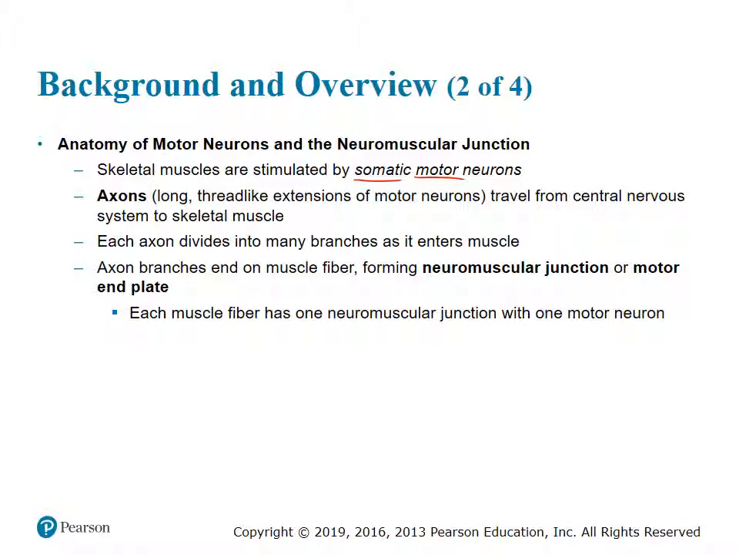Axons, which are parts of the nerve cell, an extension of the nerve cell, for these motor neurons go from the central nervous system to skeletal muscle, which means that one nerve cell starts at the spinal cord, and its axon or its extension can travel from the spinal cord all the way to the skeletal muscle. Some nerve cells can be as long as, I don't know, a meter, a little over 3 feet long, traveling down your body, right?